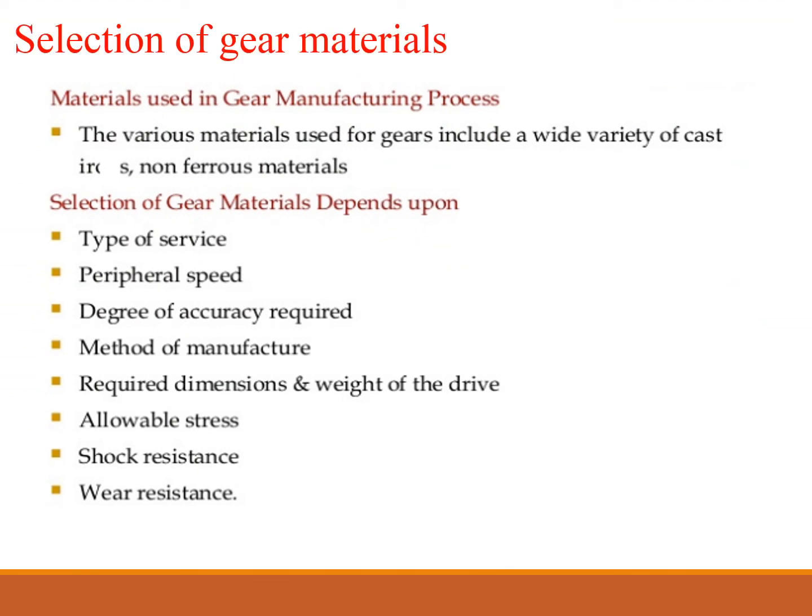Materials used in the gear manufacturing process. The various materials used for gears include a wide variety of cast iron and non-ferrous materials. Selection of gear material depends upon types of service, peripheral speed, degree of accuracy required, method of manufacturing, required dimensions and weight of the drive, allowable stress, shock resistance, and wear resistance.